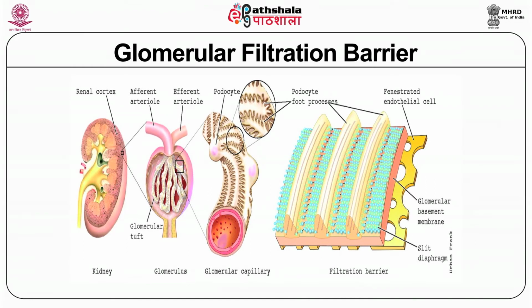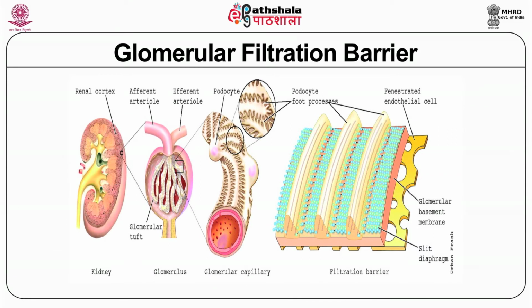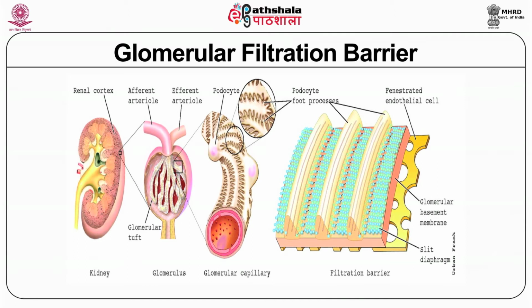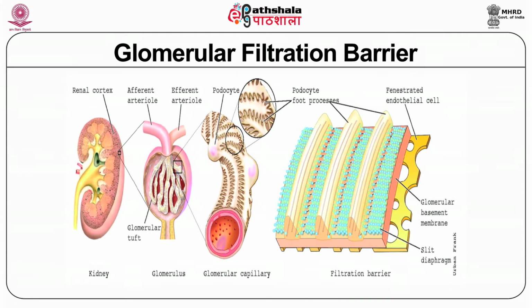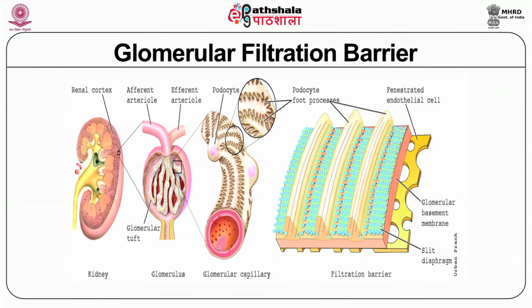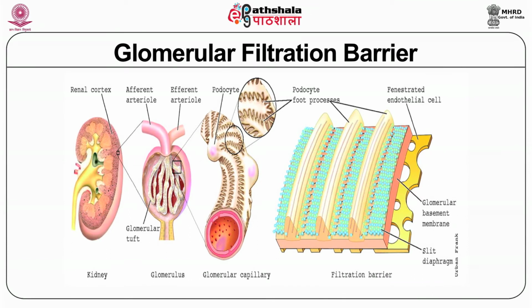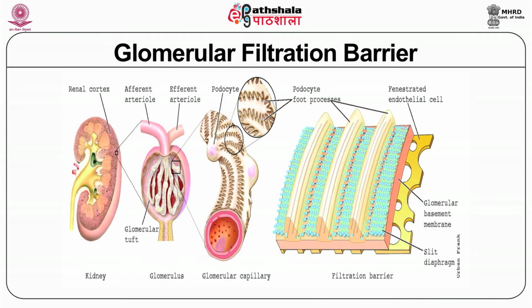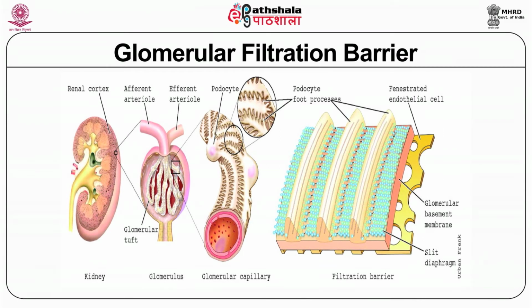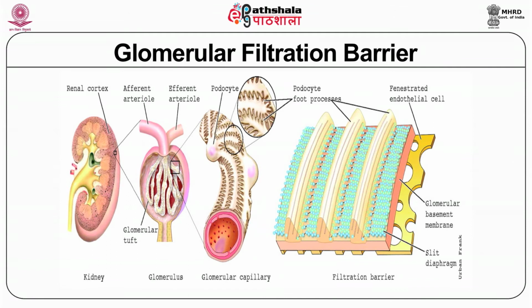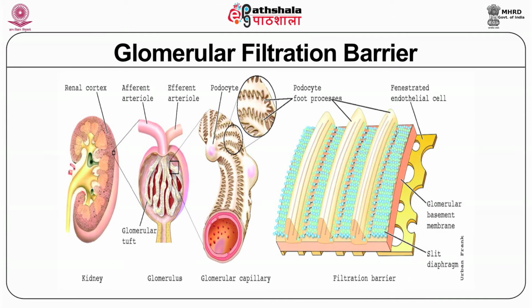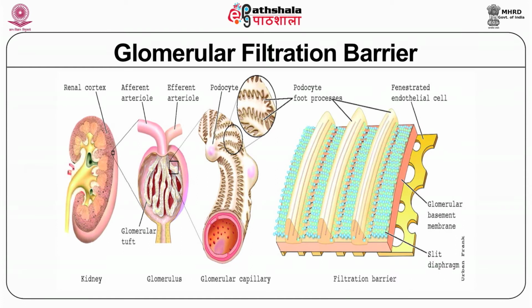If the negative charges on the basement membrane are lost in certain conditions, then low molecular weight proteins such as albumin are easily filtered and begin to appear in the urine. This condition is called proteinuria or albuminuria, and the loss of negative charges without any change in kidney histology is called minimal change nephropathy.